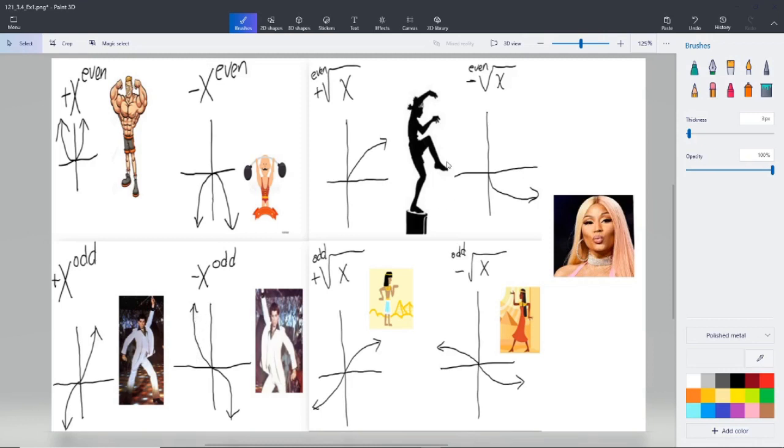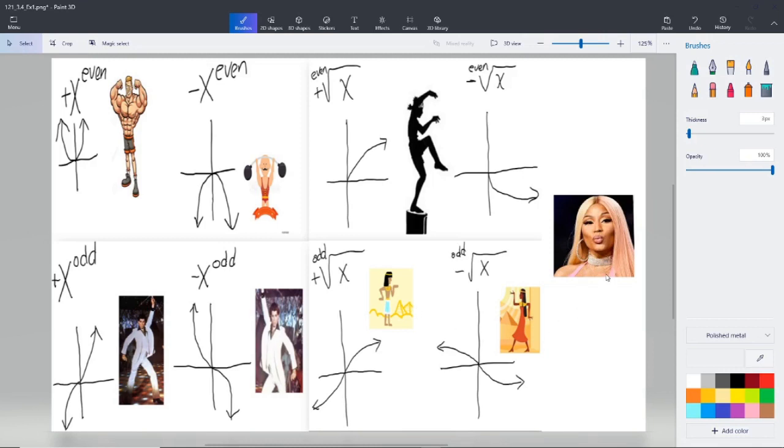Then we move to the top right here, the Karate Kid maneuver. The positive is up and the negative is down. Once again, positive up and negative down. Then we move down to the odd rooted function. The walk like an Egyptian. Once again, the positive is going to the right. The negative is going to the left. So another good way to remember that.